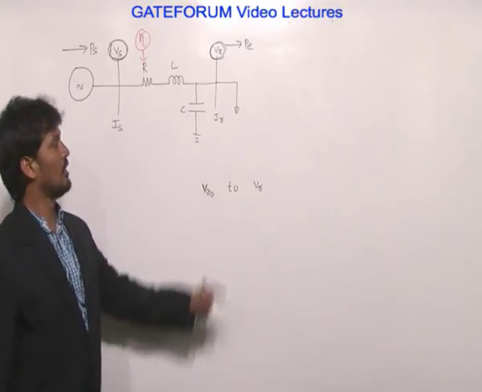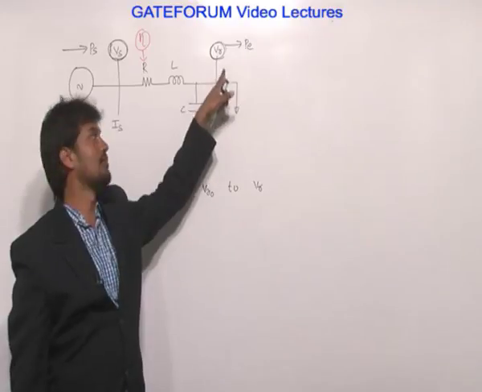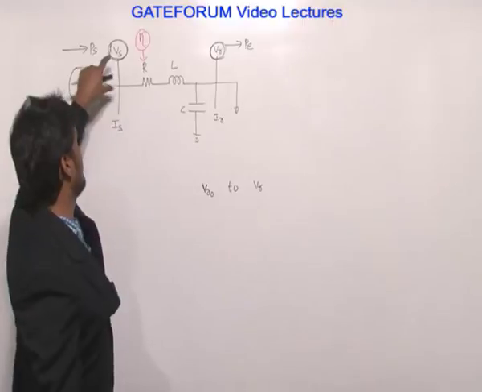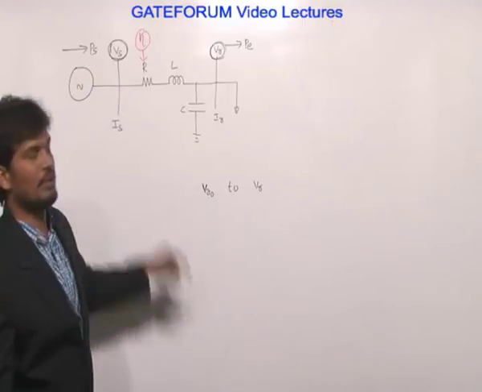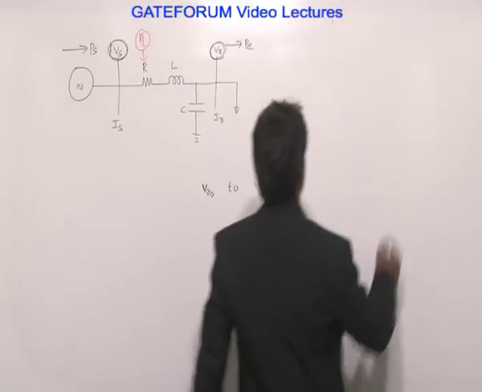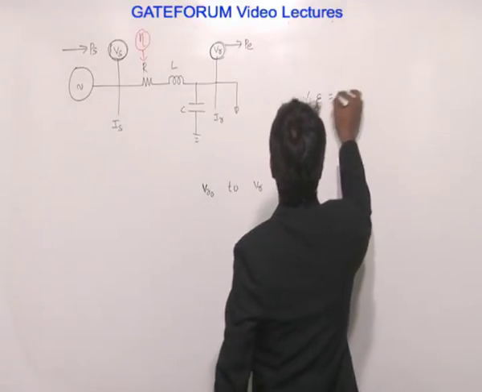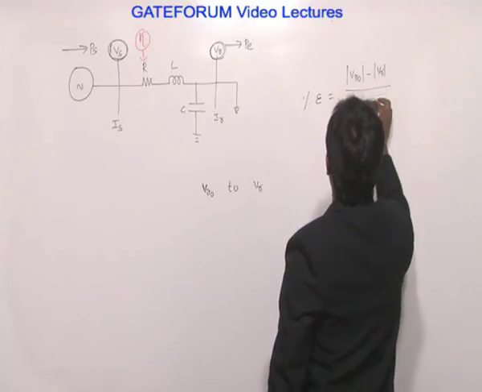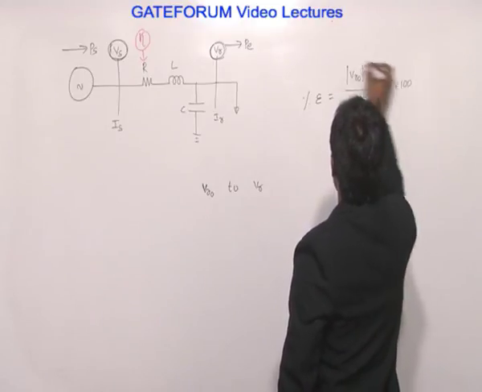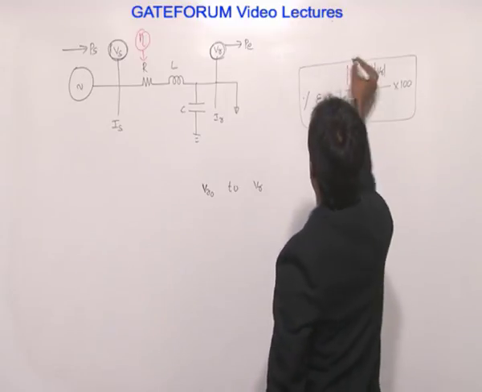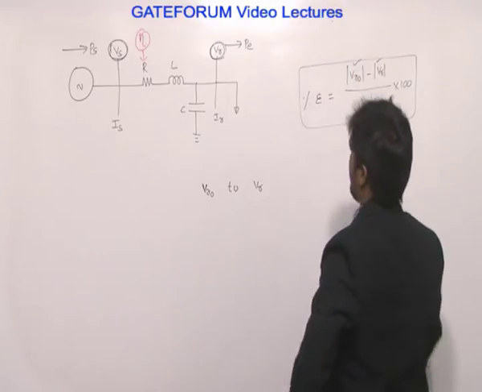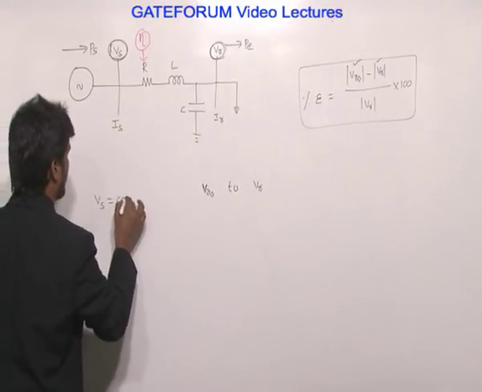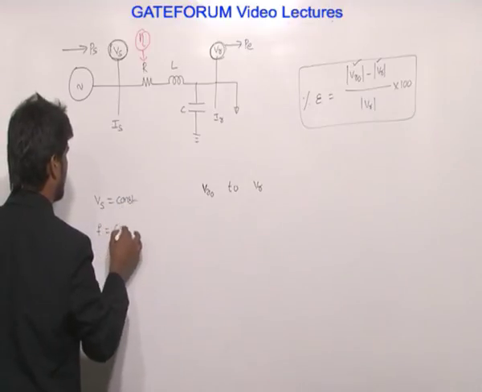What is the regulation? It is the change of voltage at the receiving end from no load to full load while keeping the sending end voltage Vs constant and the supply frequency constant. Percentage regulation is (VR0 minus VR) divided by full load VR, into 100.